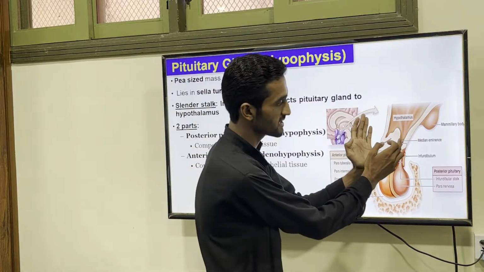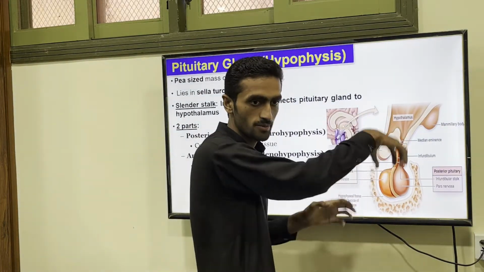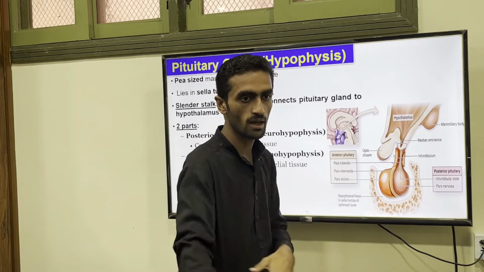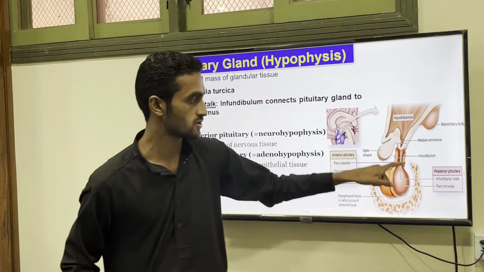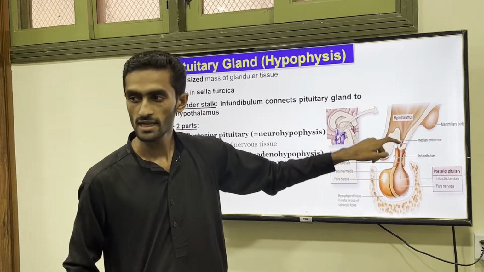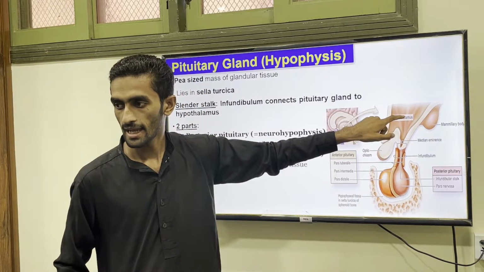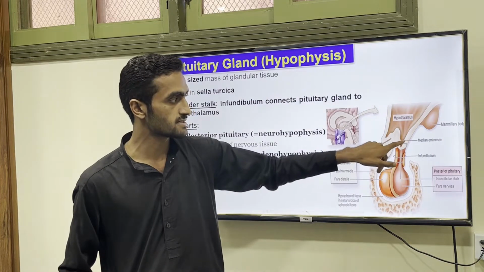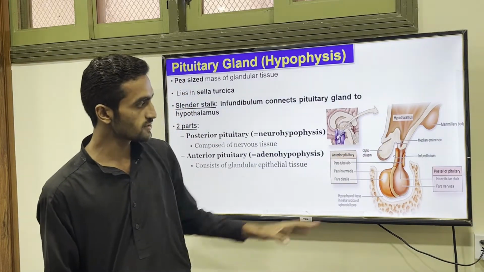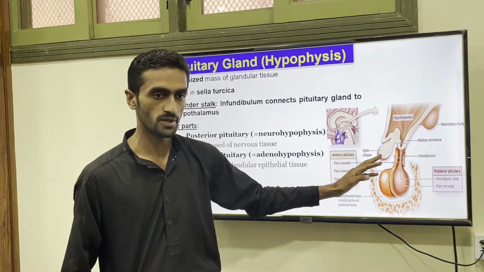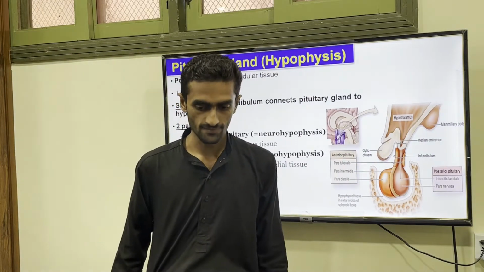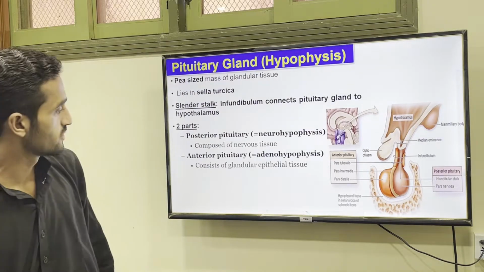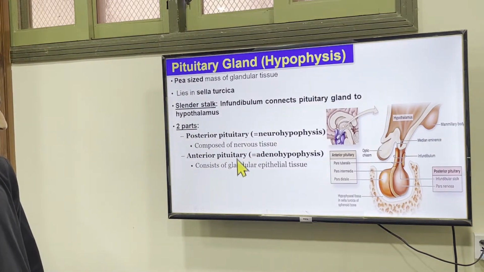This depression is the median eminence of the hypothalamus, which dips down to form the pars nervosa of the posterior pituitary. This is the pars nervosa, and the infundibulum is connected with the hypothalamus. This depression is the median eminence. Anteriorly the optic chiasm is present, and posteriorly the mammillary body is present. The gland is composed of nervous tissue and glandular epithelial tissue.